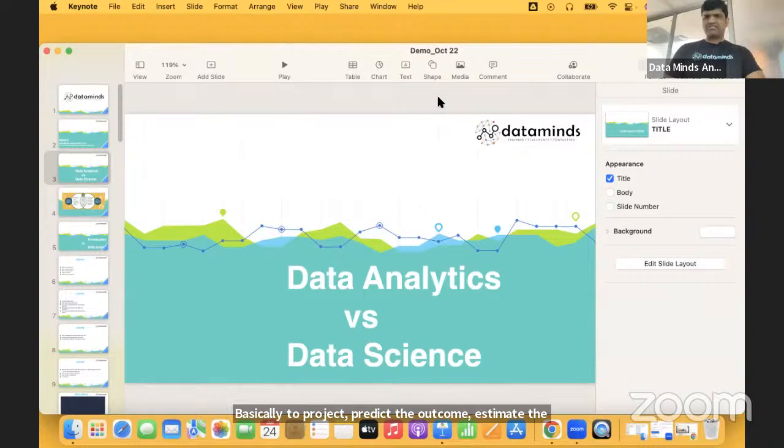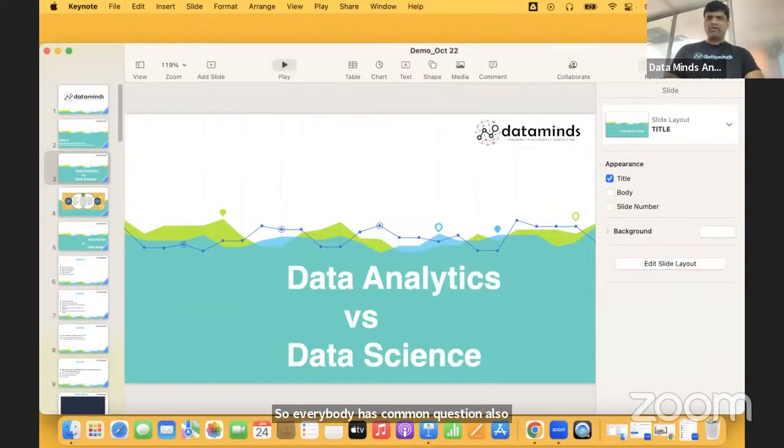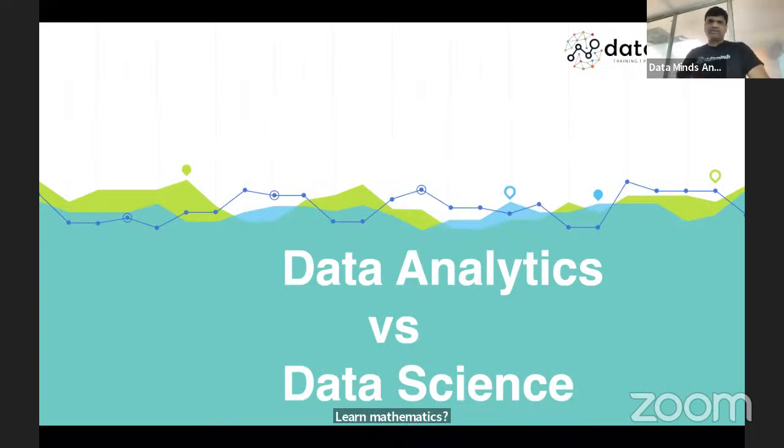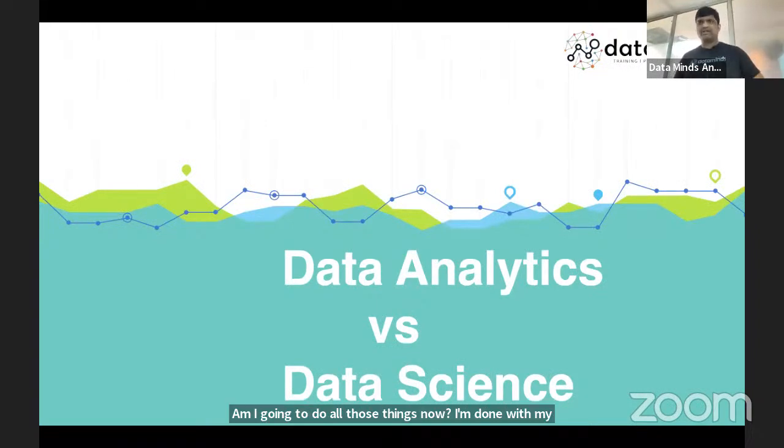So everybody has this common question also: am I going to learn mathematics? Am I going to do all those things now? I'm done with my college days. Why should I do mathematics? Friends, I'm not asking you to do mathematics here. People from a non-IT background, BCom, BSc, BCA, any graduation can do data science, because there is a wide range of options for you to land a career in data science.